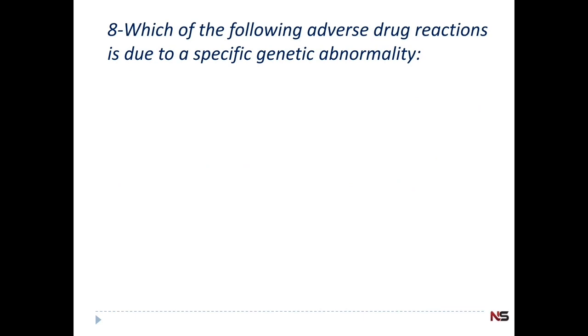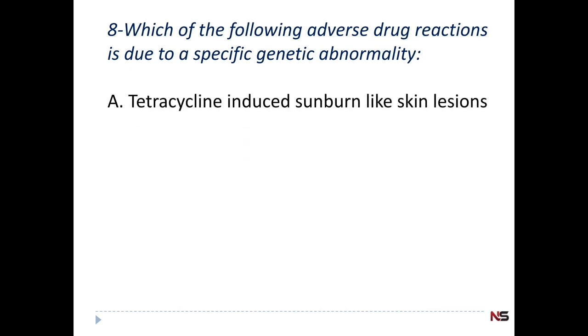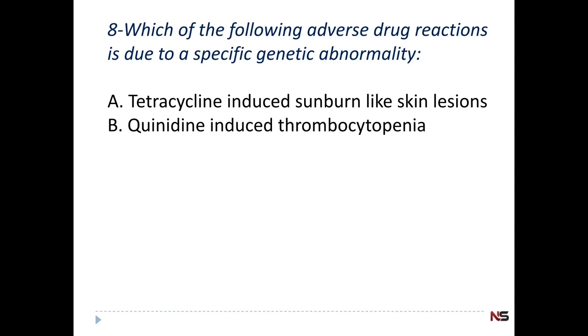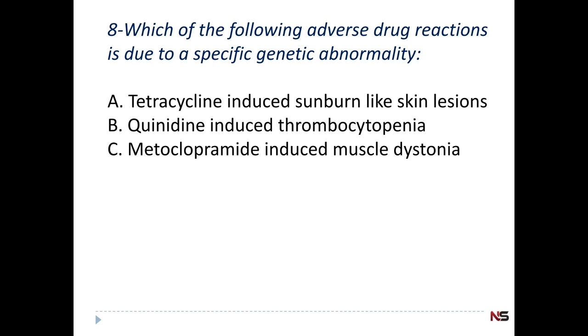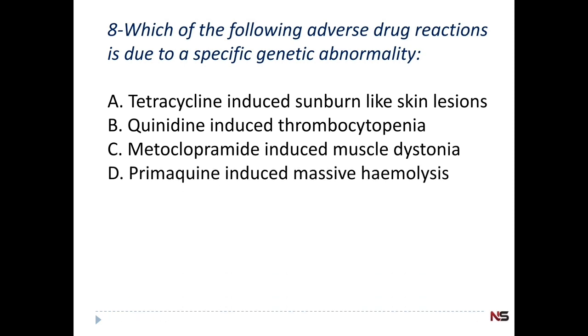Which of the following adverse drug reactions, that's ADR, is due to a specific genetic abnormality? Option A, tetracycline induced sunburn like skin lesion. The second option, quinidine induced thrombocytopenia. Metoclopramide induced muscle dystonia. And the last option, primaquine induced massive hemolysis. Out of this, which is the ADR due to genetic abnormality?